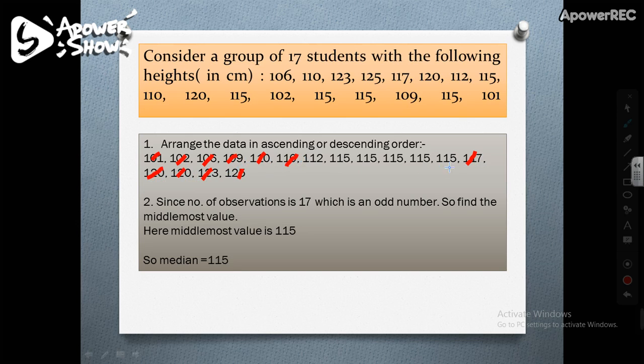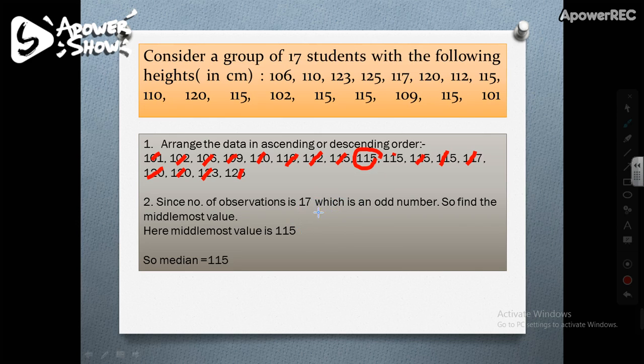Then here 110, here 115, this one, 115, 115. So that means our middlemost observation is 115. Or you can try to find out the middlemost observation like this.